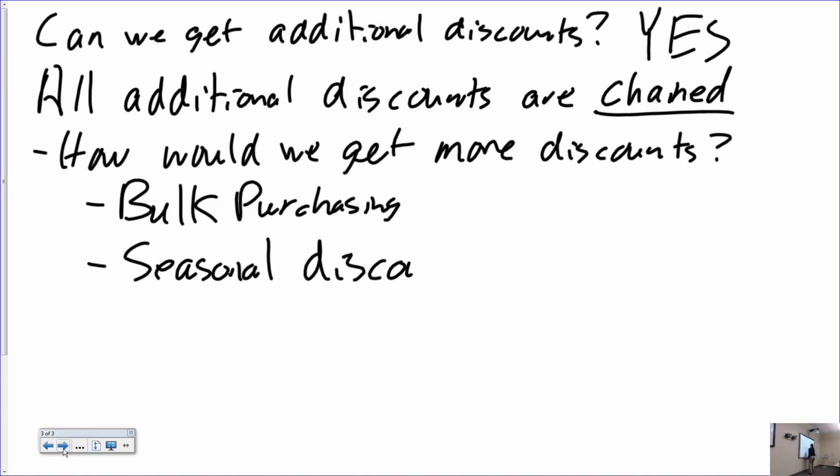So if you say you're going to buy 200 hats and you're going to buy them in March, you may get an additional 3% chain discount on top of it, right? Because now it's your job to store them until it comes to Christmas, and you have to pay for all of that as opposed to them, right? Any other reasons why they might get a discount? There's an infinite number of them.